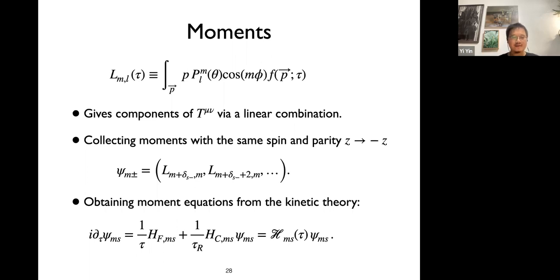We choose the weight in this definition of moments in such a way that it gives the components of T^{μν}. For example, the L=0, M=0 moment essentially gives you T^{00}, and so by starting from these moments, we can also make a connection to the evolution of the stress energy tensor.